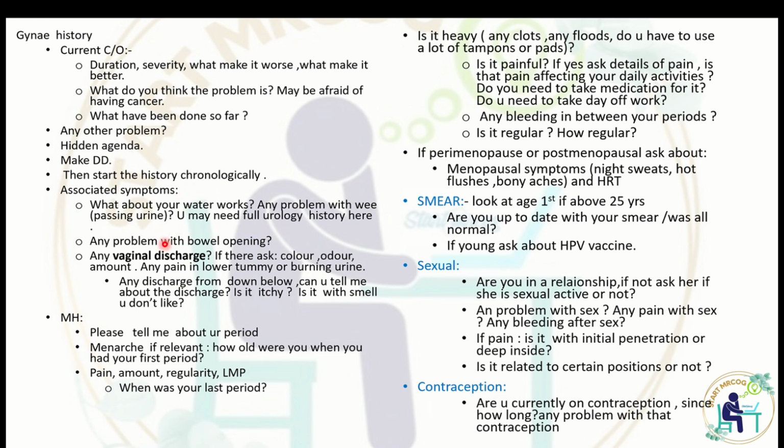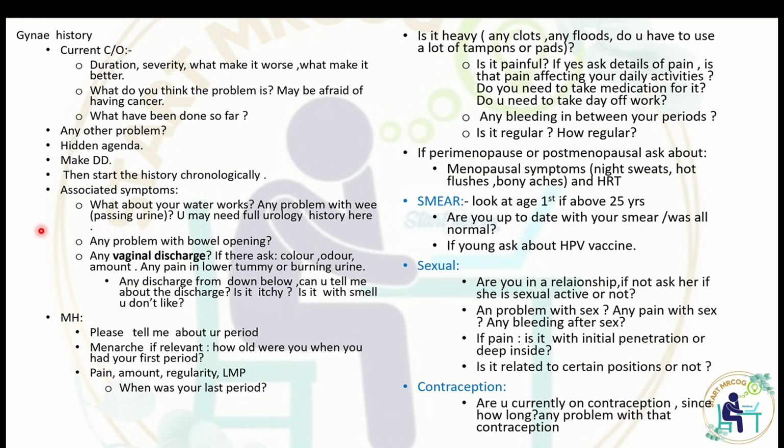And if she has any positive problem in the urine, like incontinence or dysuria, you have to complete the full urological history. And any problem with the bowel opening, any vaginal discharge. If it is there, you will ask about color, odor, amount, any pain in the lower tummy or burning urine. So instead of the abdomen, we say tummy. And any discharge, how will you ask? You will ask by telling her, any discharge from down below. Can you tell me about the discharge? Is it itchy? Is it with a smell you don't like?